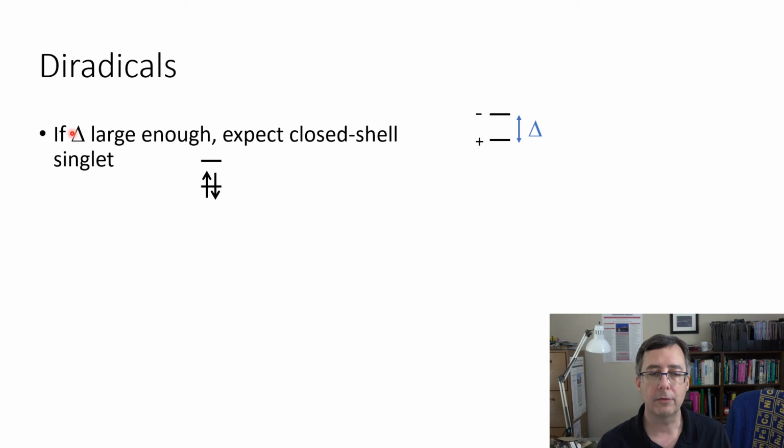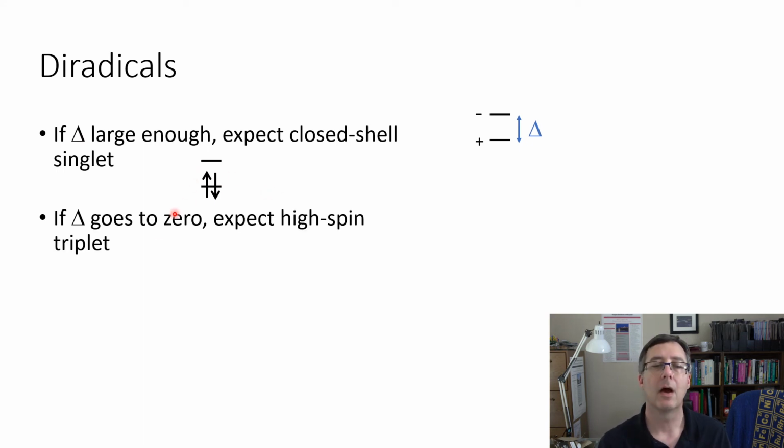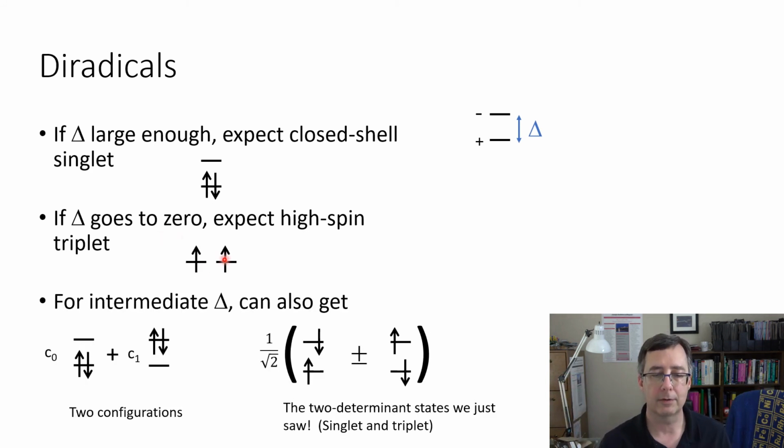Now, if delta is very, very large, then I would just put both electrons in this in-phase orbital, because the Aufbau principle would tell me to do that. That would give me a closed-shell singlet. On the other hand, if delta goes to 0 and these orbitals become degenerate, so maybe the radical sites are very, very far away, then I would expect something like this, a high-spin triplet, because that's what Hund would tell me to do.